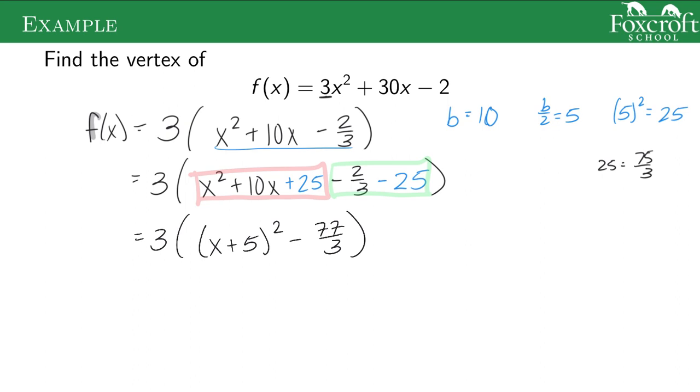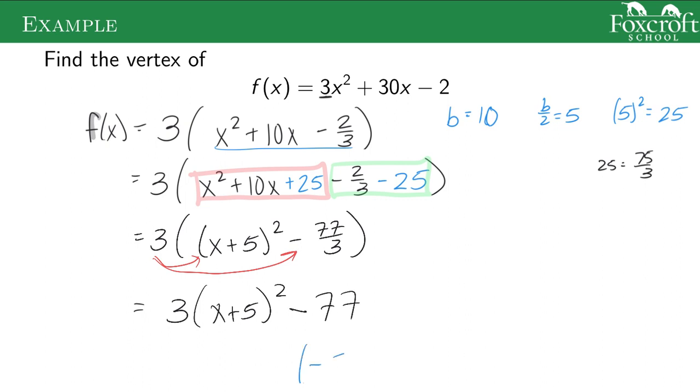And now the last step, so again, that middle step is all the completing the square part. Now the last step is, remember, this 3 is going to distribute into these 2 different parts. So when it multiplies by the first part, I just get 3 times x plus 5 squared. And multiply the second part, that 3 and the 3 in the denominator are going to cancel out, and I just get minus 77. All right, so my final answer for my vertex is negative 5, negative 77.